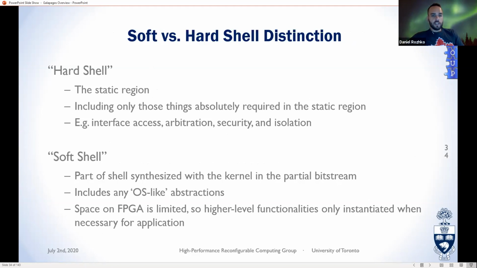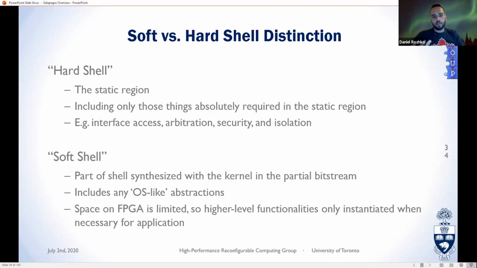We have this distinction in our group of a hard shell versus a soft shell. The hard shell is basically, in a PR flow, the static region. So we include only those things that absolutely are required in the static region in this hard shell. That's going to be the interface access, arbitration, security, isolation, and any of the PR control stuff. Any features of the shell that aren't required here, we push into the actual partial bitstream.